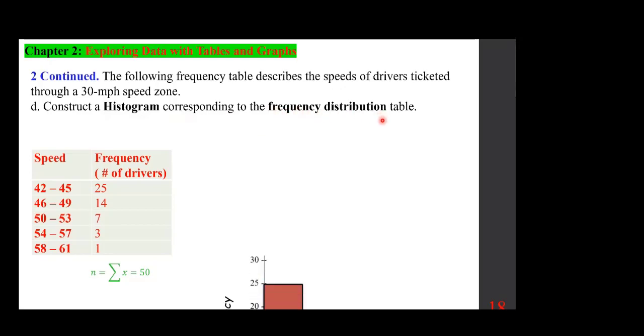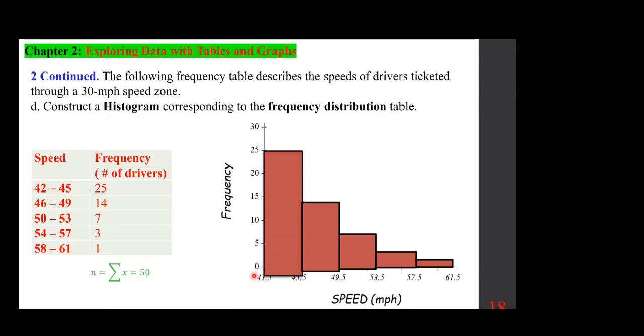What is the height here? When we go with the first one, the height is 25. So that's what you get. This is 25. The second one, the height is 14. Look at the height here, 14. The third one, the height is 7, and so on and so forth. So that's how you come up with the histogram. You can do it by hand, you can do it by technology, it doesn't matter.